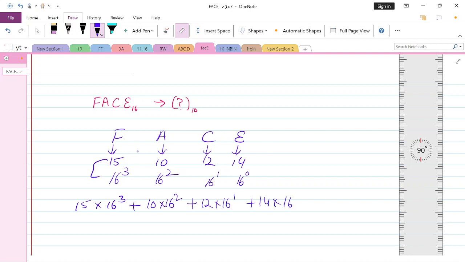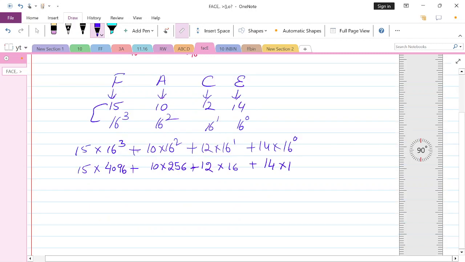Always try for the manual calculation procedure. So this becomes 15 into 16 into 16 into 16 thrice, 4096, and this will be 10 into 256, plus this becomes 12 into 16, and this will become 14 into 1. Now remember, this is only a whole number, it has no additional portion, so this will become 14, and this part will become 2560.